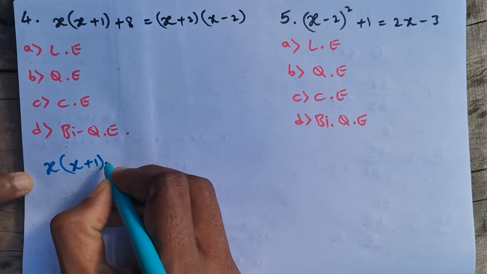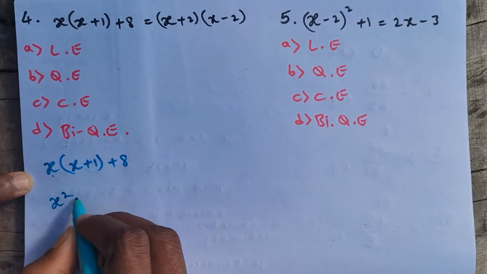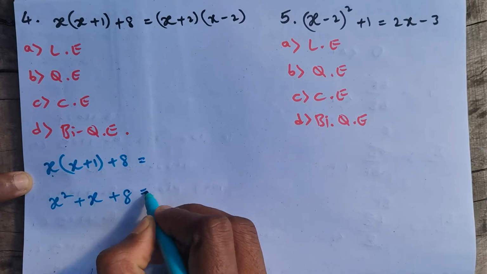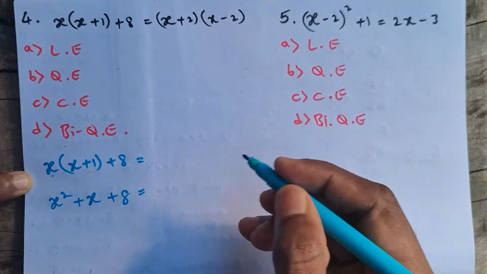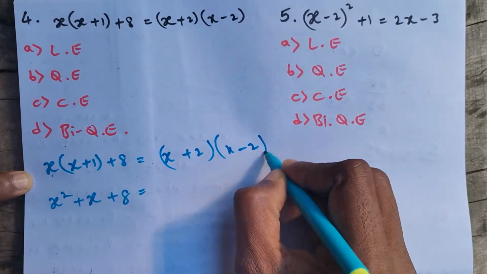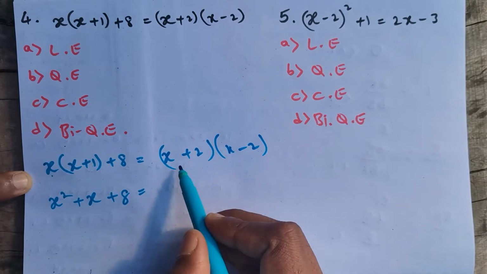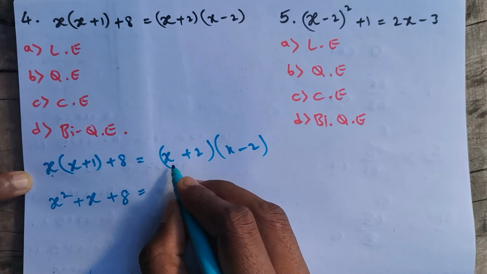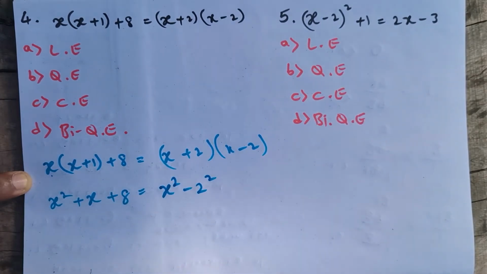x of x plus 1 plus 8: x into x, x square, plus x into 1, x, plus 8. This is LHS. Now if we take the RHS, x plus 2 into x minus 2 is in the form of a plus b into a minus b, so a square minus b square. So x plus 2 into x minus 2 will become x square minus 2 square.